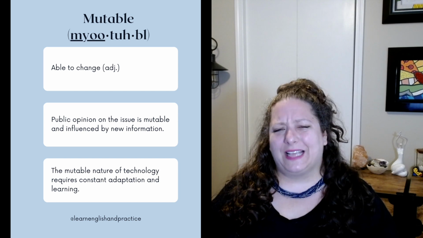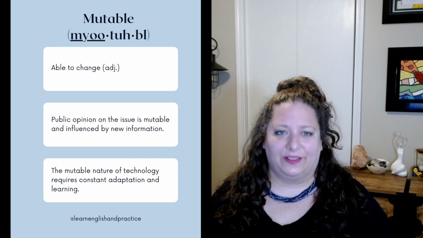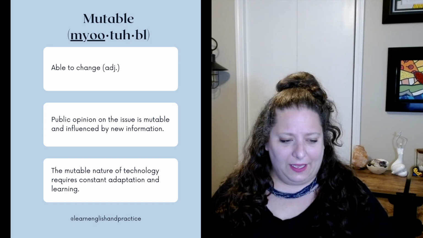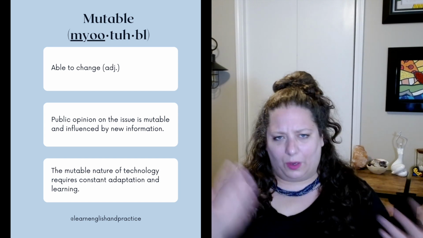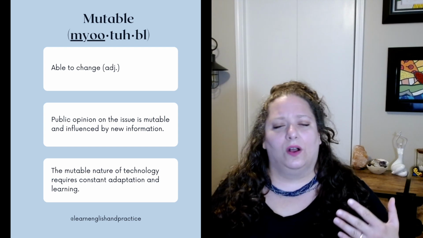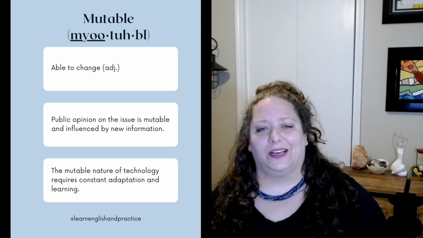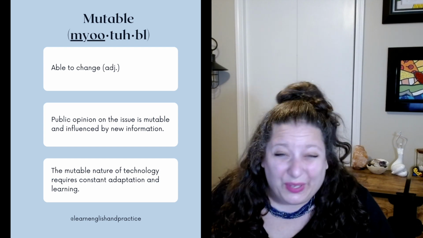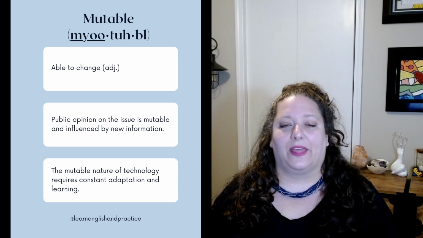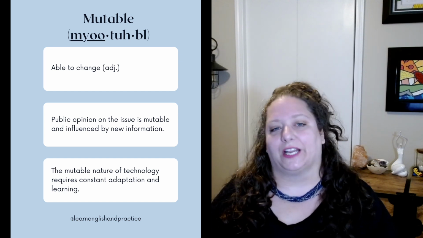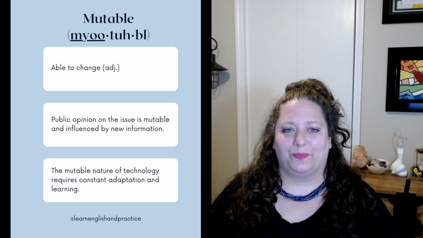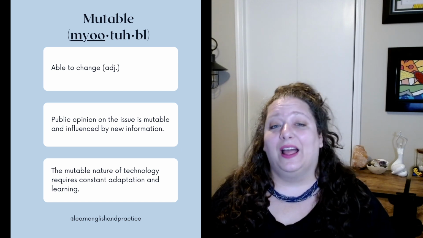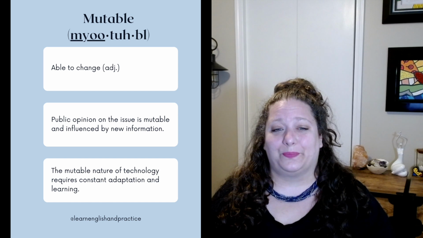Mutable. This means able to change as an adjective. So someone or something that's mutable is able to go from one state to another state or make small adjustments. So you would say maybe someone's political views are mutable in that they are going to evolve and change over time, possibly. Examples here are public opinion on the issue is mutable and influenced by new information.